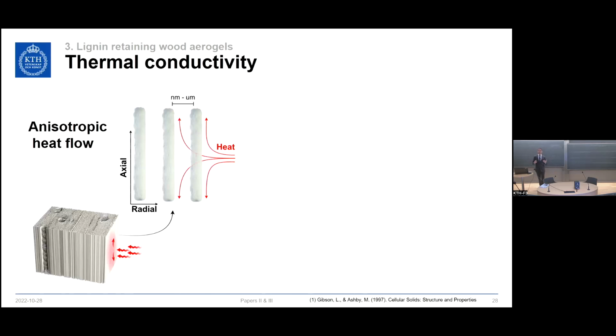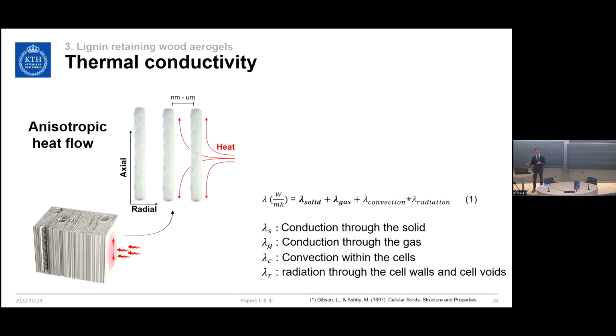So having anisotropic structural properties can be a benefit for thermal insulation materials, in which we can obtain an anisotropic heat flow. This means that heat more easily travels in the direction of the material orientation. And we did this by measuring thermal conductivity.